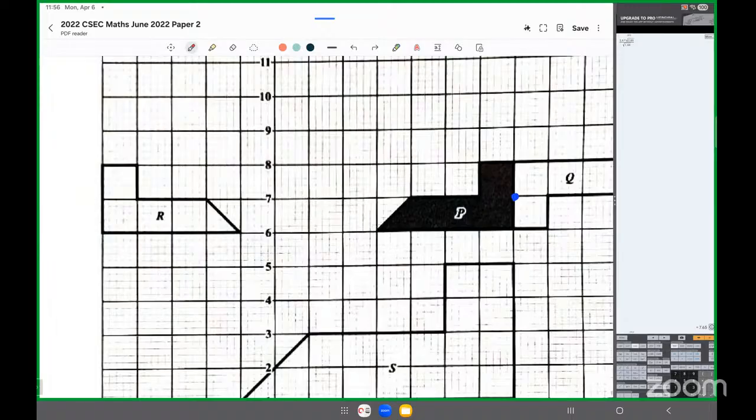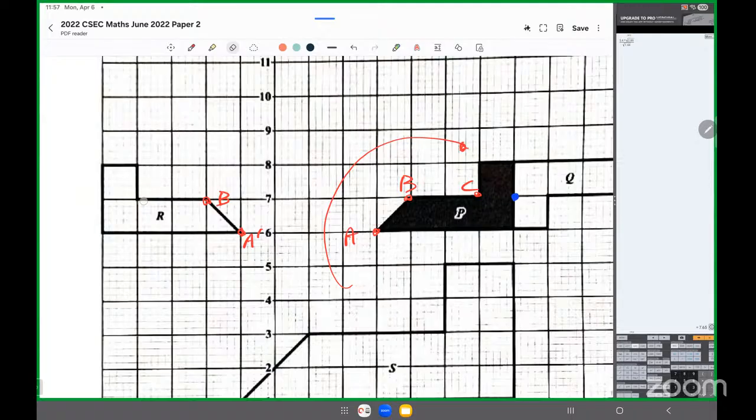Again, we can use these three points. Treat this as A, this as B, this as C. The three corresponding points will be A prime, B prime, C prime. This one has a clockwise orientation, A to B to C, and this one is anti-clockwise. The orientation is reversed from clockwise to anti-clockwise, so you know we have a reflection in a line. Reflection in a line reverses orientation.